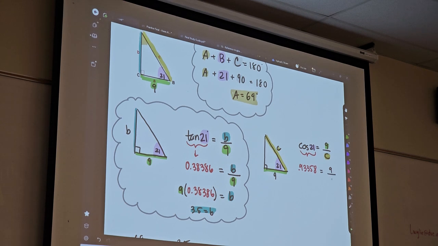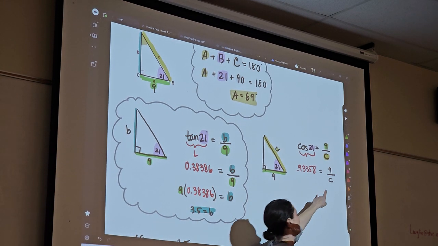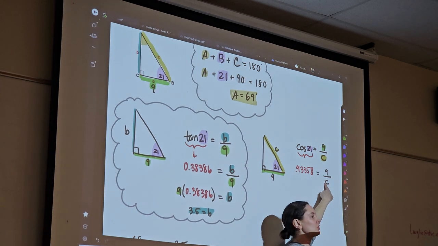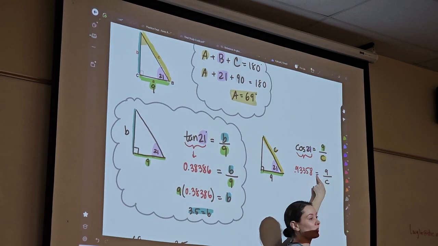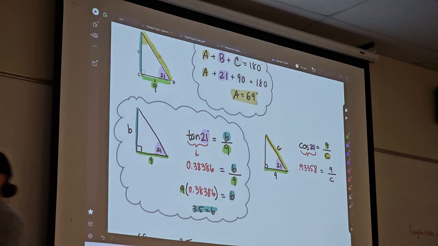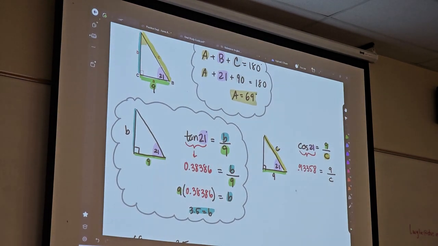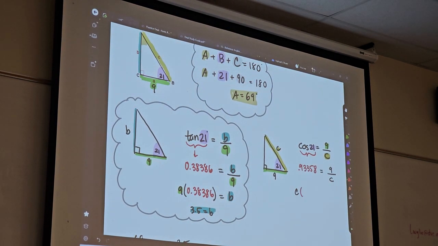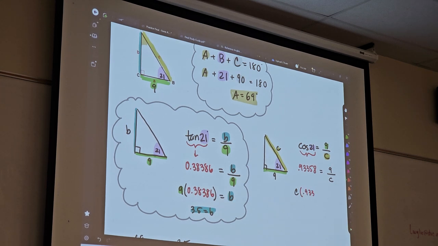We're dividing by C. I don't want to be doing division by C. Let's multiply both sides by C. I have all the power in the world. I'm going to multiply both sides by C. C times red number is 9. What's the opposite of multiplying by red number? Dividing by red number. What I do to one side, I do to the other.